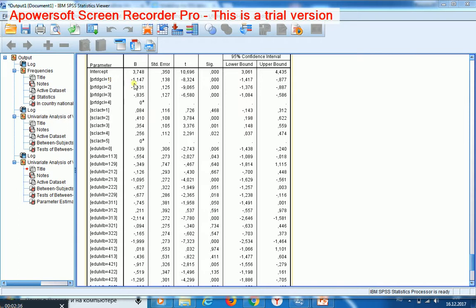Then we may see that this value and this value are almost equal. They are roughly equal, and their confidence intervals are crossing. That is why we may consider these two values as one value.